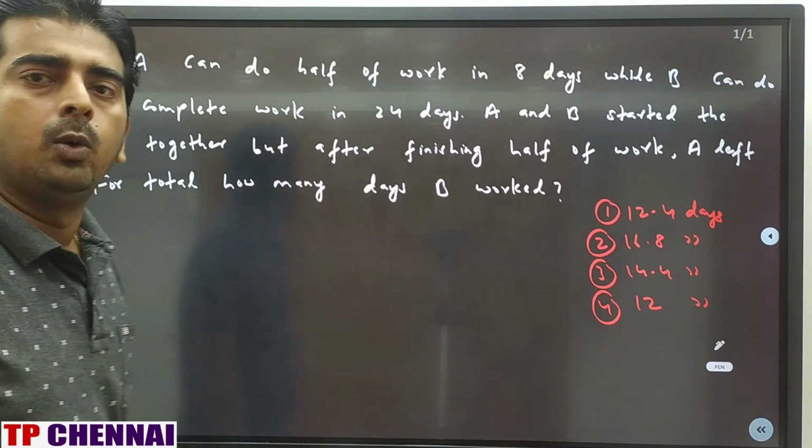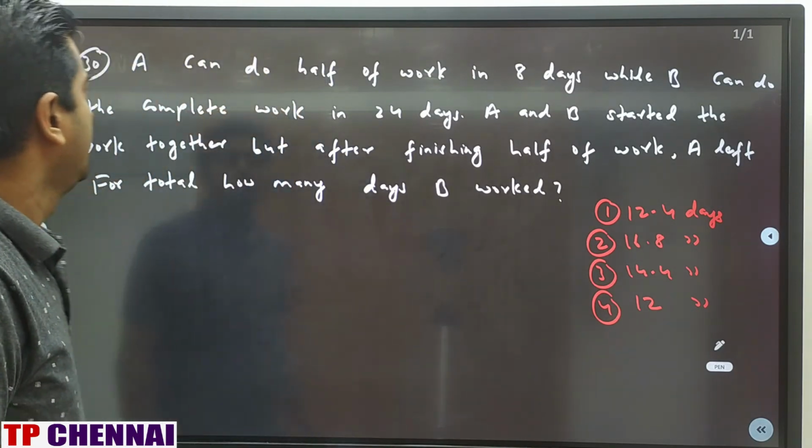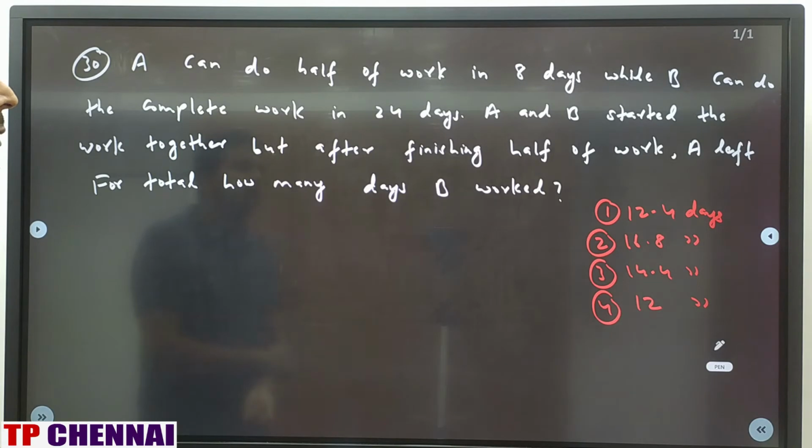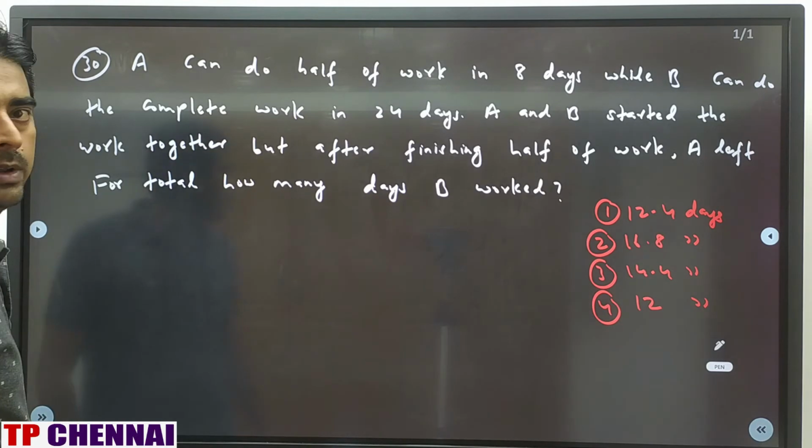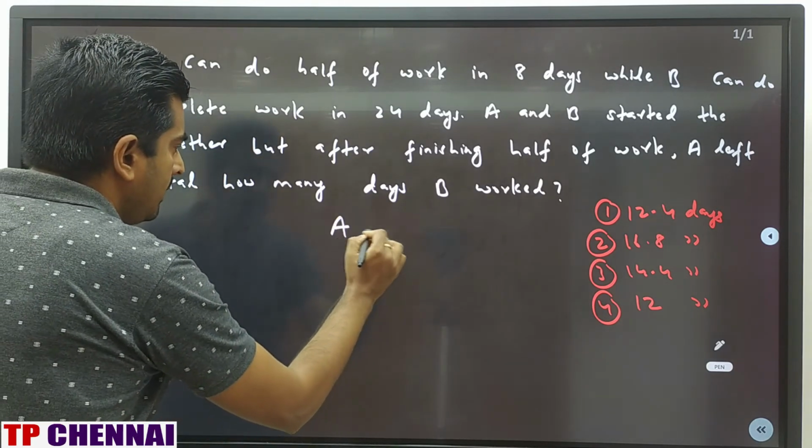So I hope you are clear with the previous one. Now we'll see the next one. A can do half of the work in 8 days, while B can do the complete work in 24 days. A and B started the work together, but after finishing half of the work, A left. For how many days will B finish the work? So A can do half of the work in 8 days, so the total work will be 16 days.